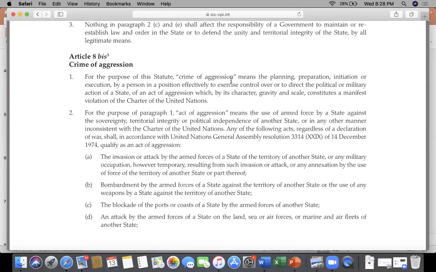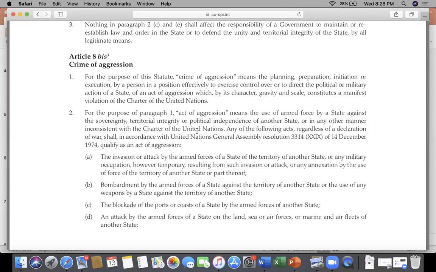And then what will be the direction? Direction will be that you commit an act of aggression. And this is not any kind of act which is simple, but it is by character, by gravity, and by scale, which constitutes a manifest violation of the Charter of the United Nations. Then it becomes crime of aggression.